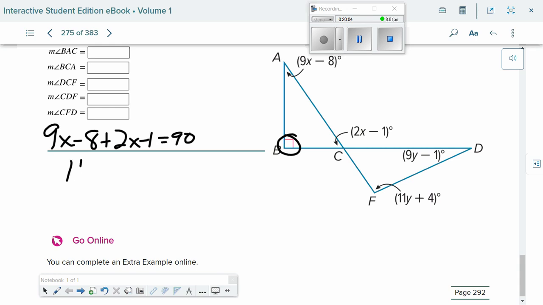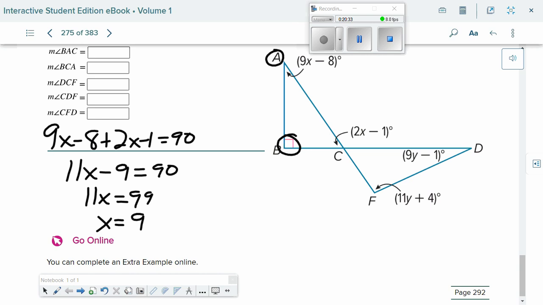Okay, I'm going to get like terms together, so I'm going to get this. And I'll add 9 to both sides, so I get this. And I could divide by 11, and I get 9. Now over here on the side, they want me to write all these, so I'll do that with this one. If I take that 9 and put it in for angle A up here, I'm going to get 9 times 9 is 81. And 81 minus 8 should give me 73, I believe. And that's angle BAC at the top.